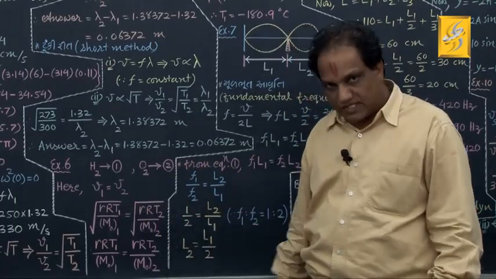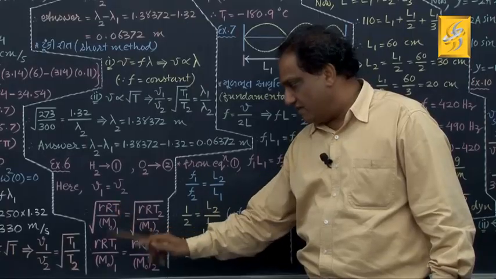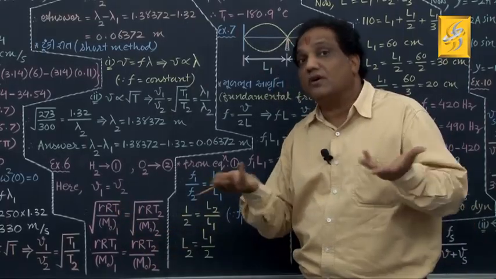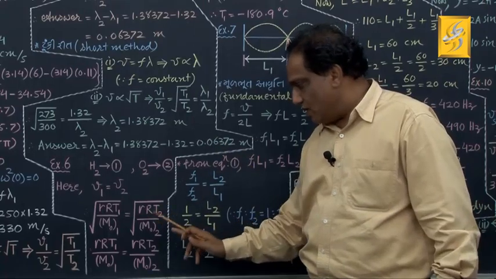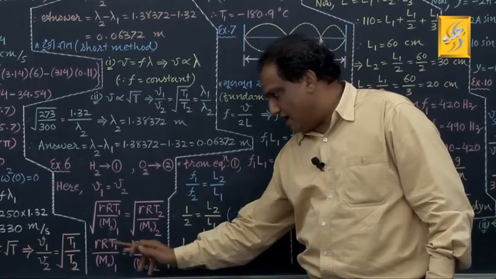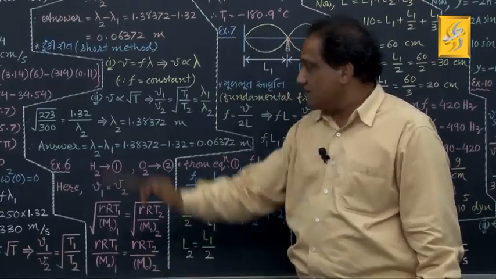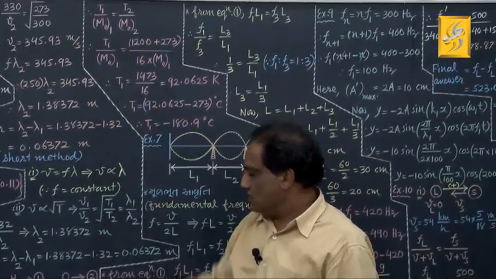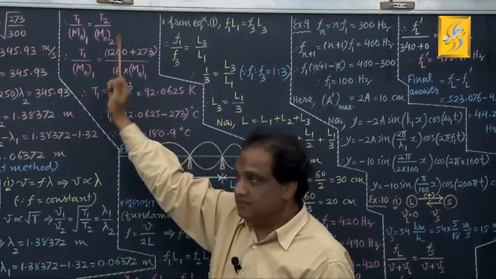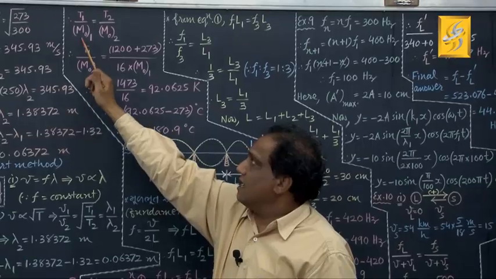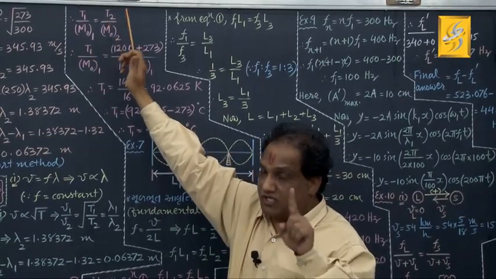Take squares on both the sides. So this square root will vanish, giving you gamma RT1 upon M01 equals to gamma RT2 upon M02. Gamma R getting cancelled from both the sides. T1 upon M01 should be equal to T2 upon M02, correct? T1 as it is, M01 as it is, T2 that is absolute temperature for oxygen gas.